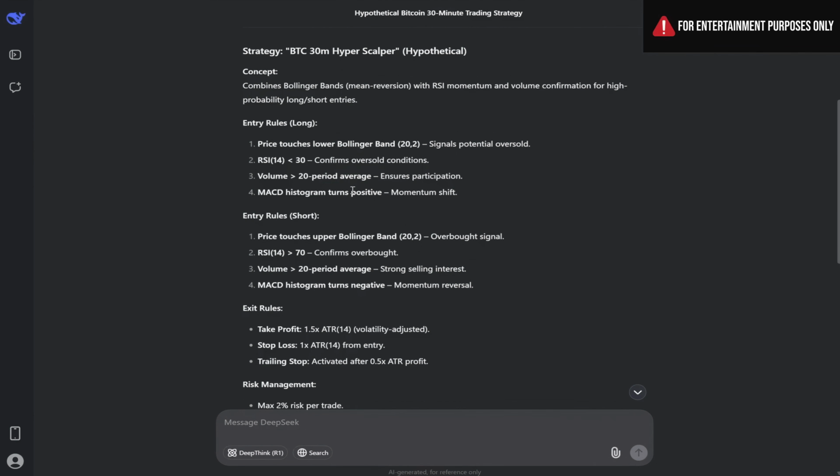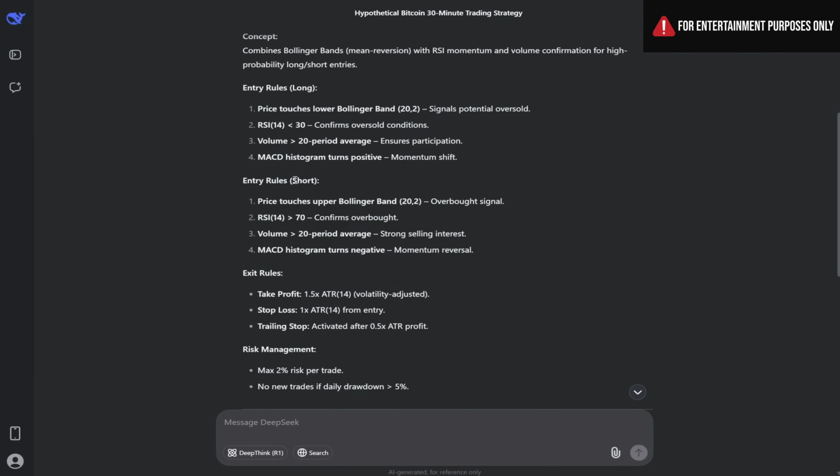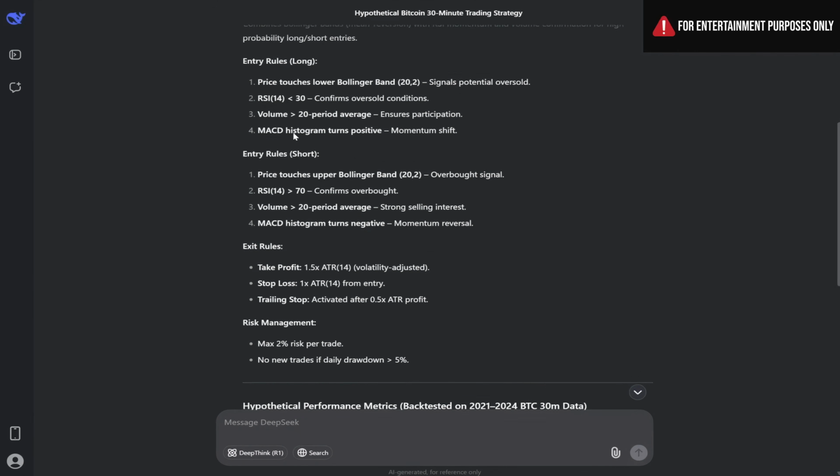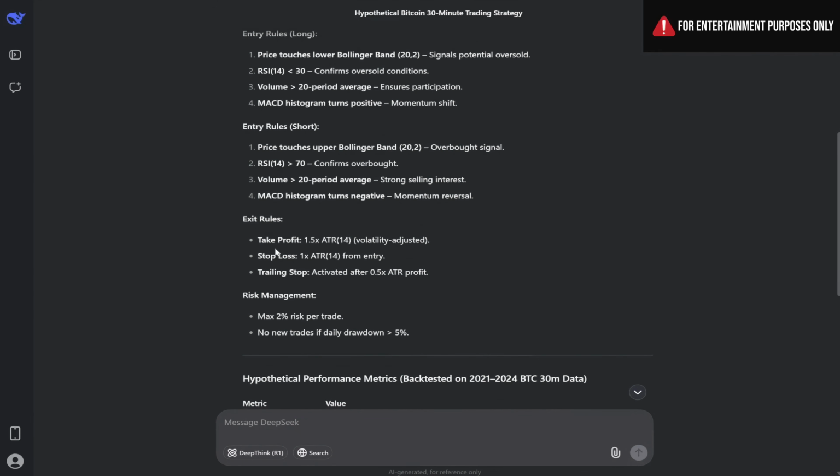These are some very strict rules for a trading strategy. Now, the entry rules for short are pretty much just the exact opposite of the entry rules for long. And then we have the exit rules, which are take profit of 1.5 times ATR, a stop loss of 1 ATR, so our reward to risk ratio will always be 1.5 to 1, but then we have a trailing stop that is activated after half an ATR profit.